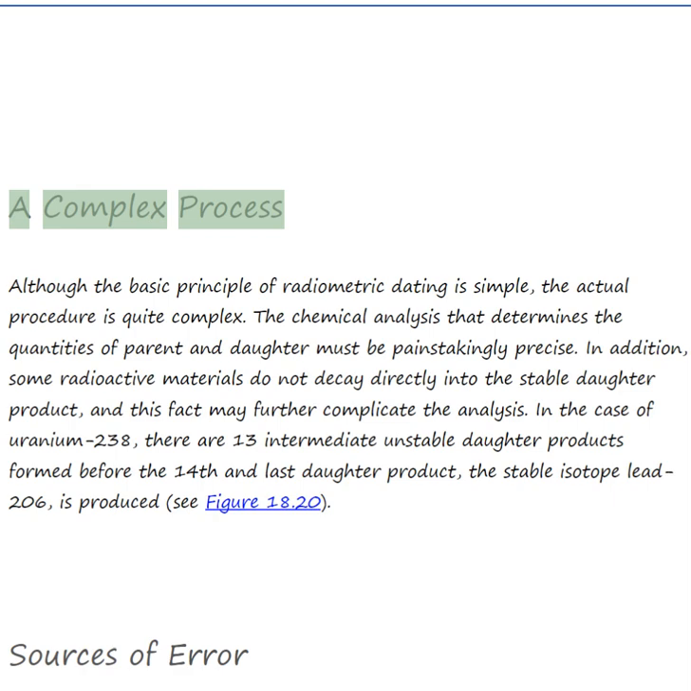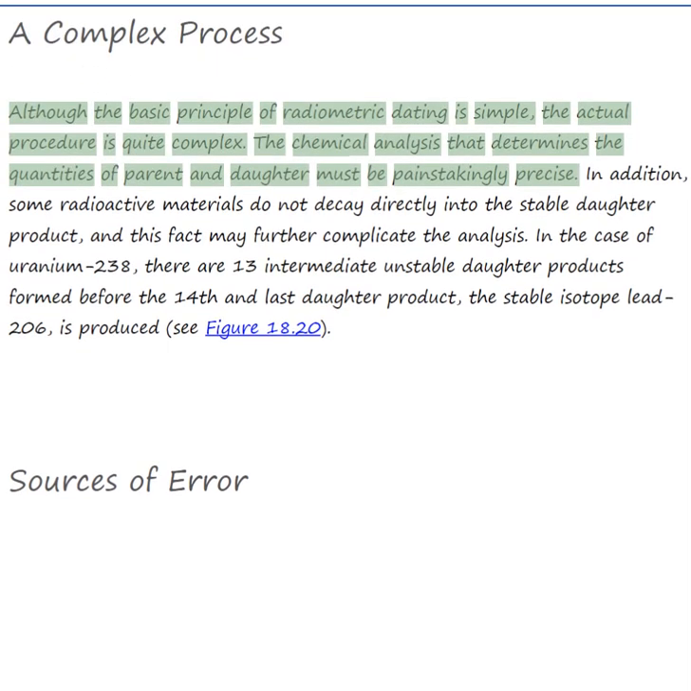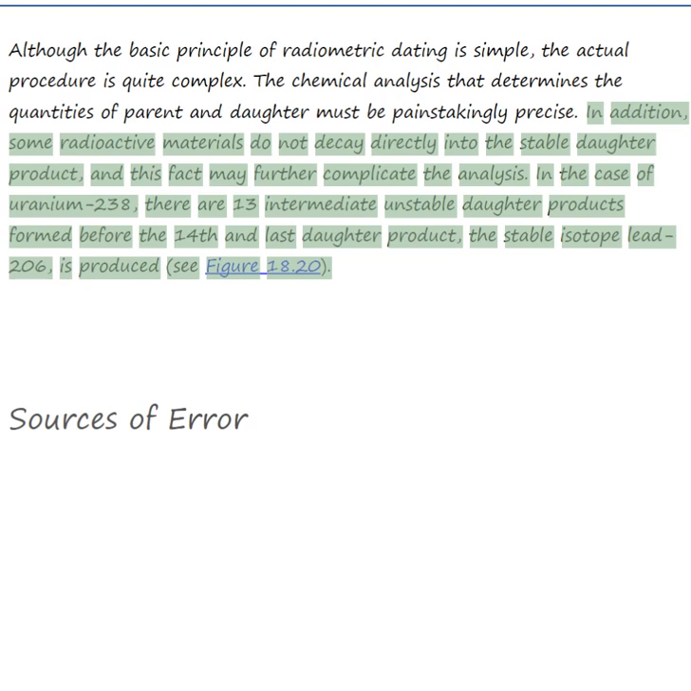A complex process. Although the basic principle of radiometric dating is simple, the actual procedure is quite complex. The chemical analysis that determines the quantities of parent and daughter must be painstakingly precise. In addition, some radioactive materials do not decay directly into the stable daughter product, and this fact may further complicate the analysis. In the case of uranium-238, there are 13 intermediate unstable daughter products formed before the 14th and last daughter product, the stable isotope lead-206, is produced.